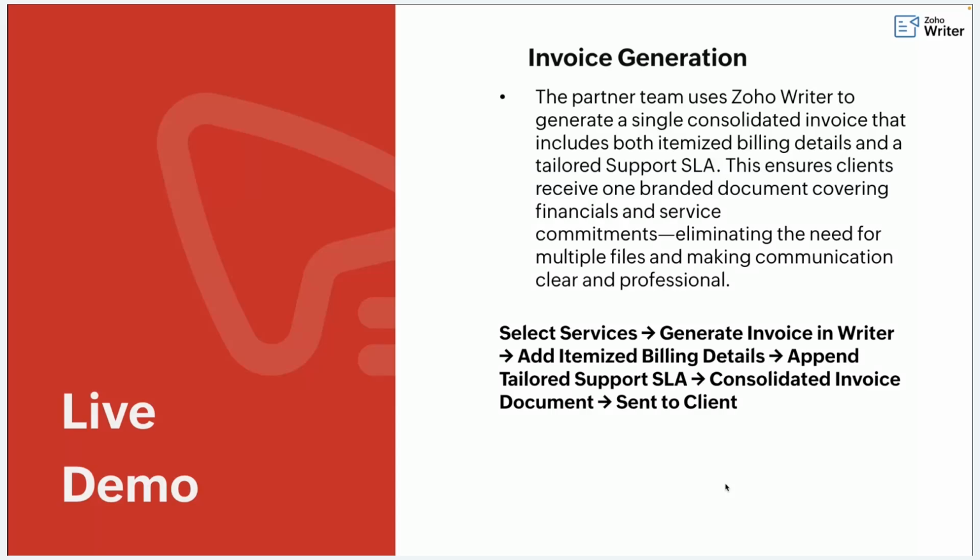In this category, we focus on invoice generation and sales order management. These documents are critical for closing deals, ensuring accurate billing, and keeping the order process smooth and efficient. So now let's see this in action with an example scenario. The partner team needs to send a single or collaborative invoice to a client using Zoho Writer. They can include itemized billing details along with a tailored support SLA, so that the client receives one branded document covering both financial and service commitments.